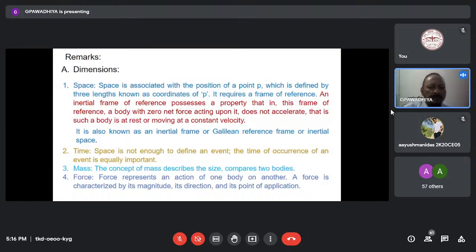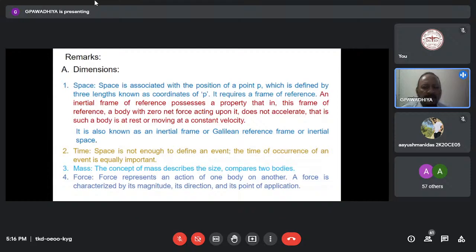Mass. The third basic dimension is mass. The concept of mass describes the size and compares two bodies. Basically, for the physical quantities which we study, we use materials, create some structures and geometries, and using these kinds of applications we create structures, buildings, dams, bridges, etc. So here they all have mass or size, and from this size we compare two bodies from the physics angle.